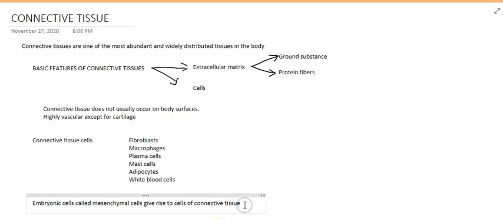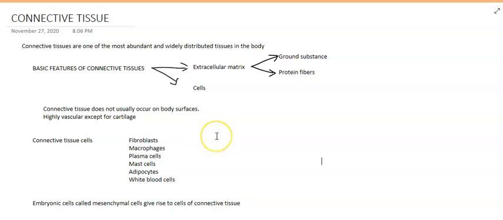These are immature cells, for example fibroblast. The suffix blast means to bud or sprout. They are found in loose and dense connective tissue. These are immature cells, that is, they can divide. They are capable of cell division.